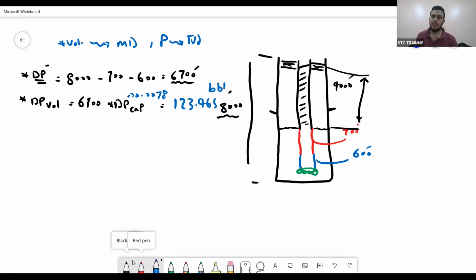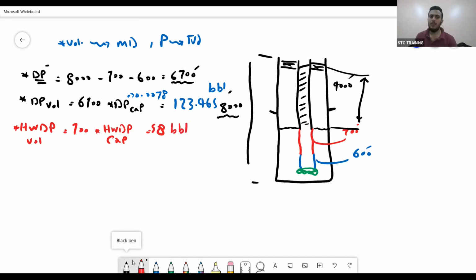Then we're going to calculate the next section, the heavy wall drill pipe section. We have its length, 700, times the heavy wall drill pipe capacity. So let's say we have the volume, for example, drill pipe volume, about 58 BBL. Okay, then we need to calculate the last section here, the drill collar one.